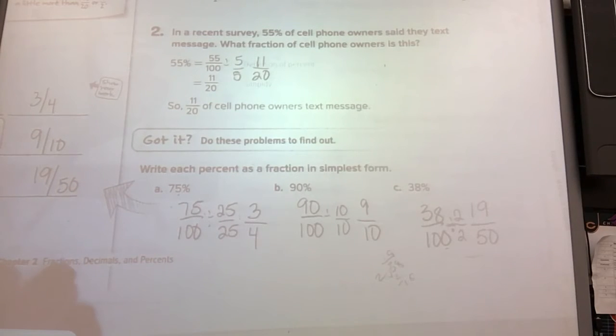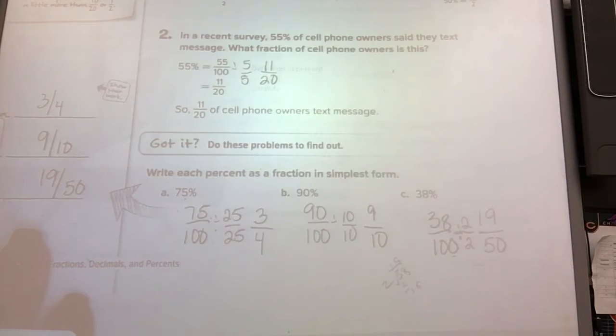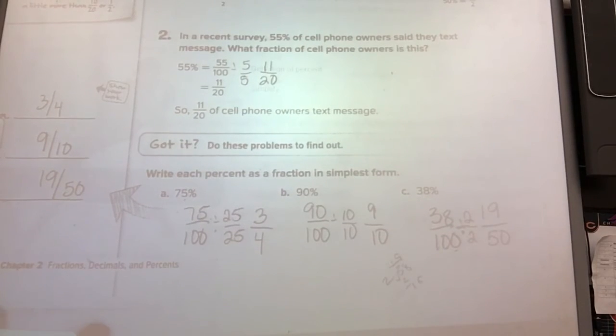All right, if you have questions, stop. If you don't know how I got an answer, stop and ask, or ask the instructor near you. How did they get this answer? Back it up and watch it again. See if you can catch it before we move on. Now is your chance to pause. We're moving on to page 103.